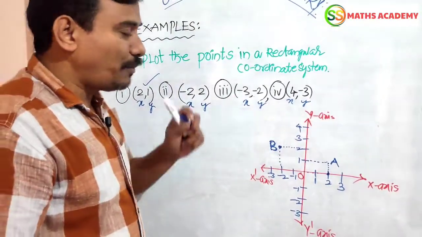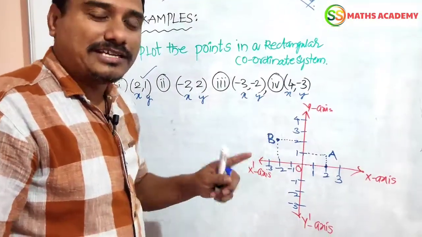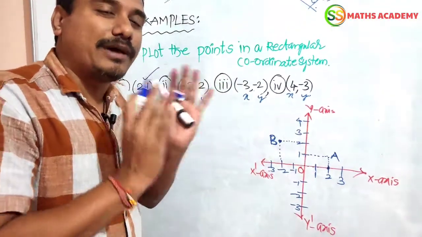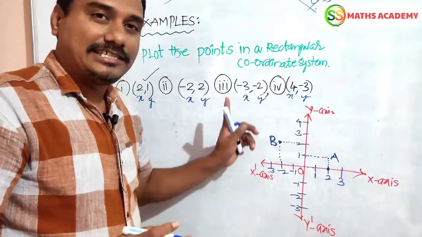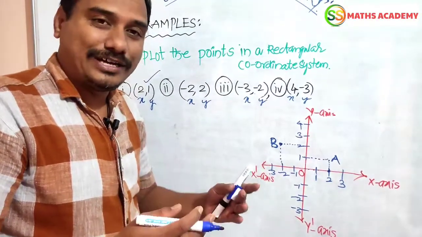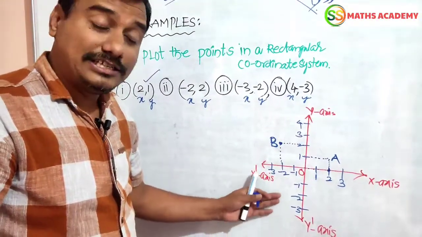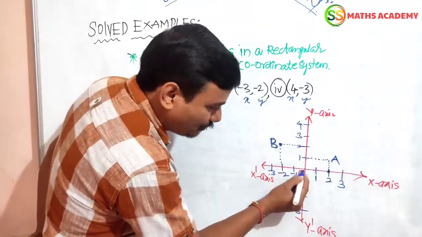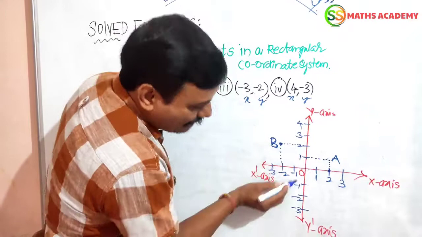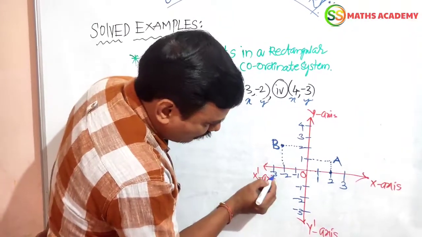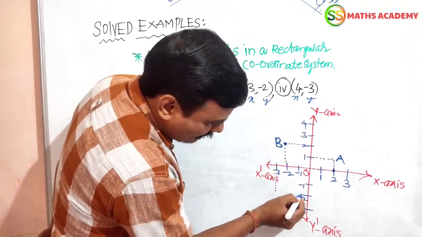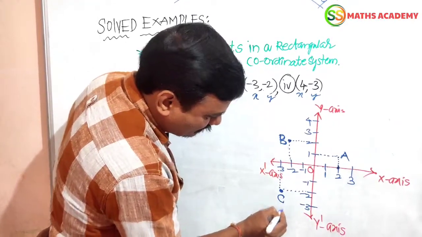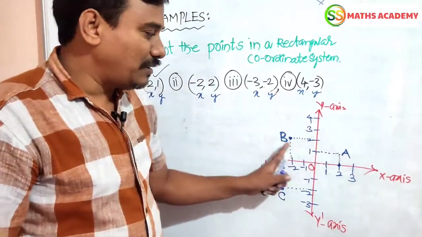Now what about the third point? Both are having negative signs. Simple, every student will say, sir, it is the third quadrant because minus minus. OX dash is negative, OY dash is also negative. Both are minus, so it is located in the third quadrant. Here minus 3 from the y axis, and minus 2 from the x axis. So the point is located here. The name of the point is C. The first points are A, B, C.